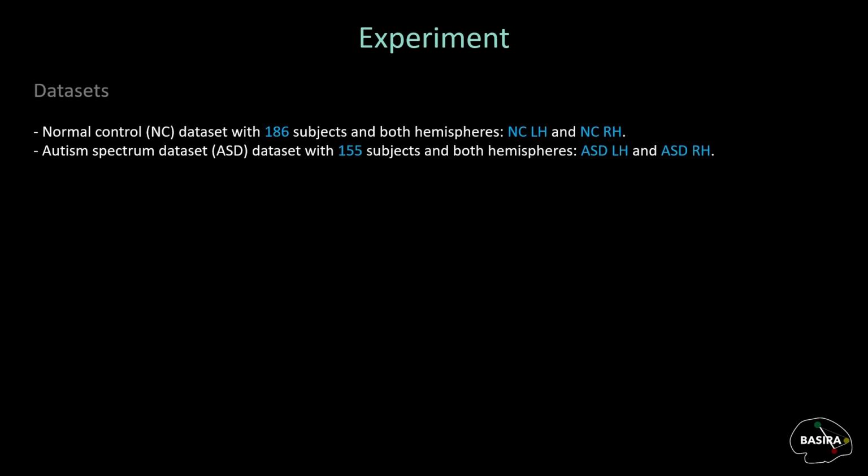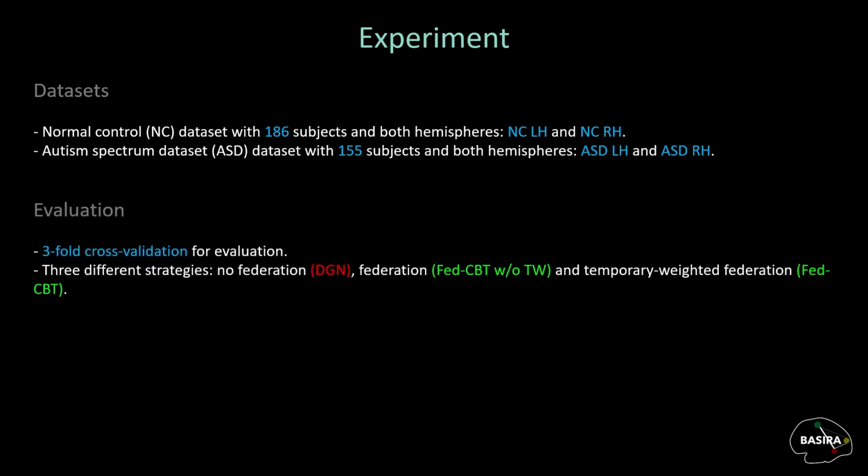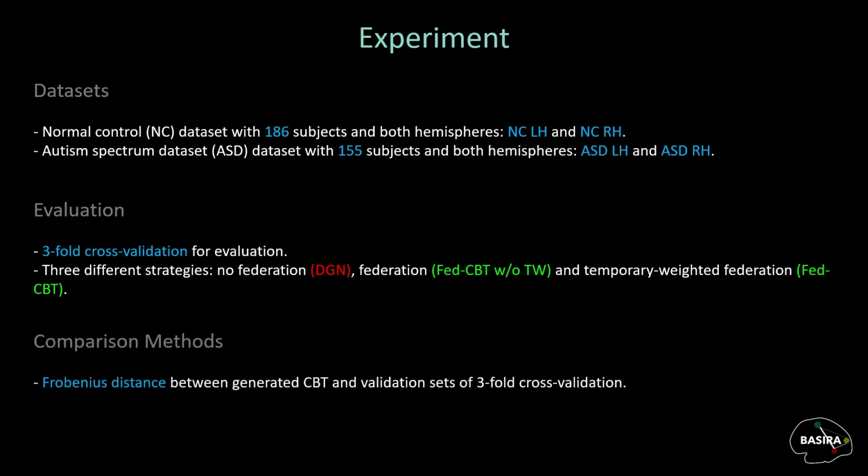In our experiment, we use two different datasets, normal control and autism spectrum datasets, containing 186 and 155 subjects respectively. We evaluated our algorithm using threefold cross-validation and generated the CBT. We benchmarked DGN, DGN with federation, and DGN with federation using the temporal weighted averaging strategy. We used the Frobenius distance between the generated CBT and validation sets of threefold cross-validation.